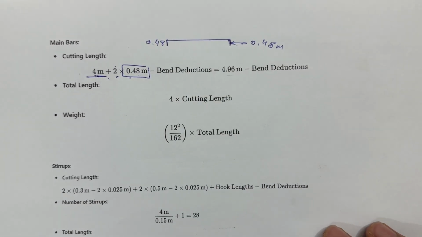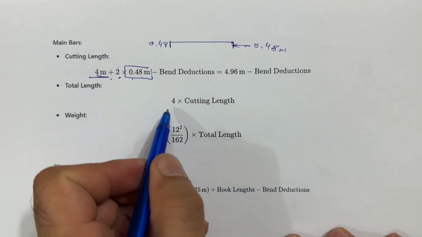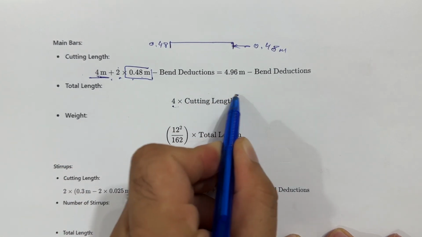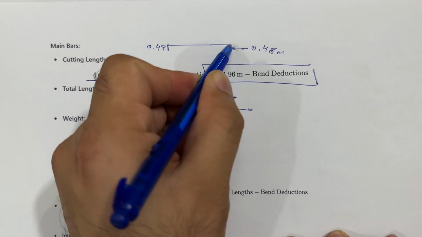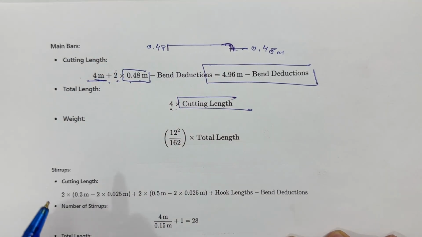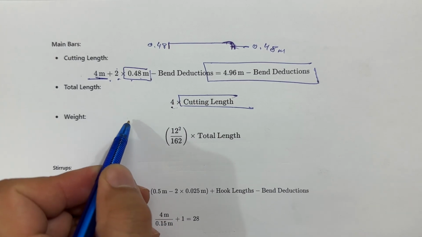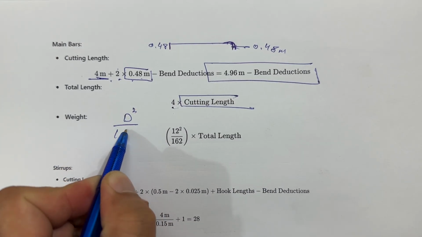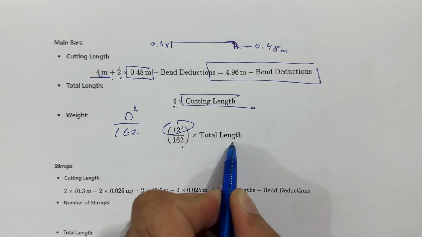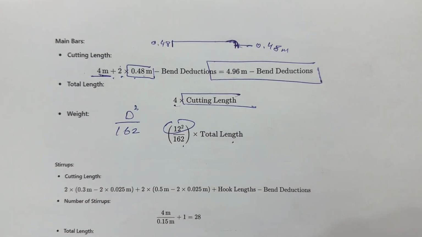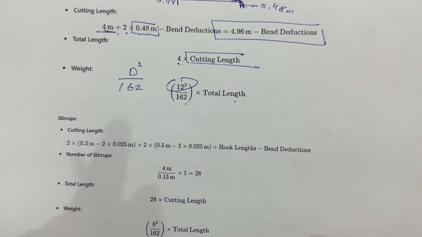Now you can see minus the bend deduction. We have 4 bars, and the cutting length you can find from this. The bend deduction is 0.04d. Now the weight you can find from the formula d square divided by 162 multiply length, where the d square is 12 millimeter squared, and length means cutting length, or the total length of the bar. So this is the way to find the quantity of steel.